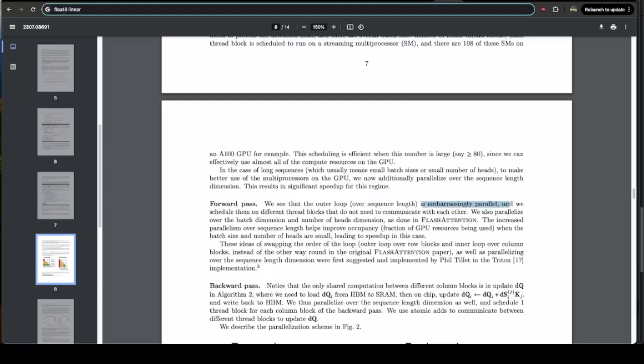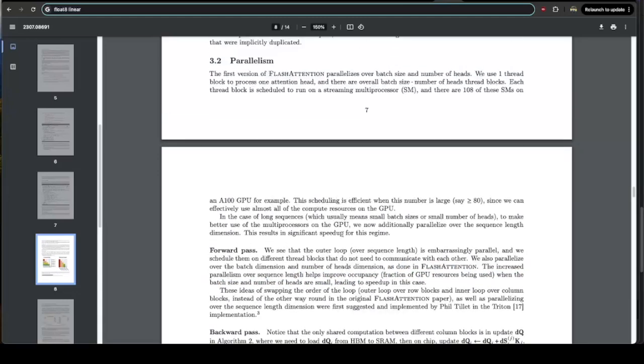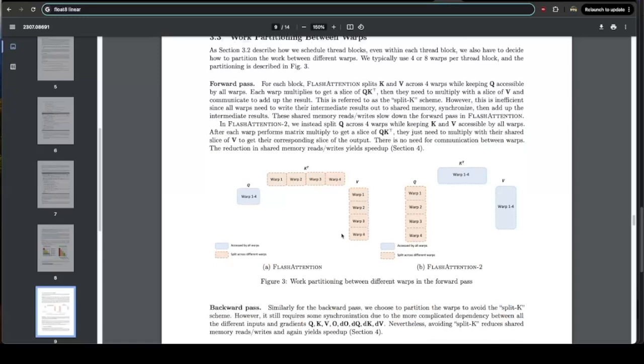The outer loop over sequence length is embarrassingly parallel. So essentially, we can parallelize over Q blocks arbitrarily, but we need to schedule them on different thread blocks, and they don't need to communicate with each other. We also parallelize on the batch dimension. Hold on. No, this is what I was talking about.